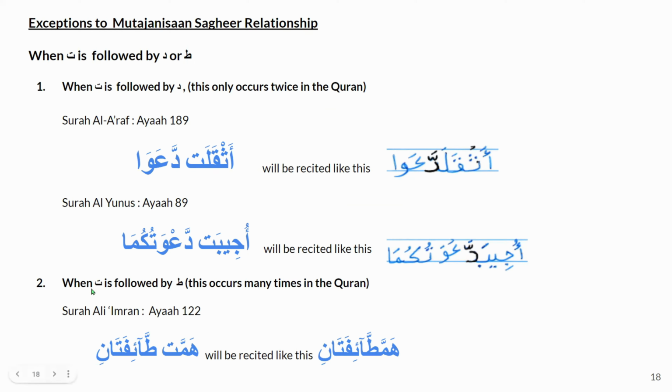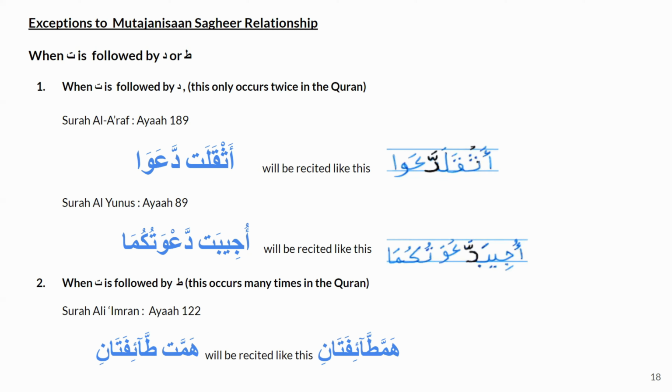And when letter Ta is followed by letter Ta, this occurs many times in the Quran. Letter Ta and letter Ta come from the same makhraj. They come from the tip of the tongue plus the soft area above the gum line of the upper two incisors. Letter Ta is a letter of jahar, while letter Ta is a letter of hams. Letter Ta has itbaq and isti'ala, while letter Ta is a letter of infitah and istifal.